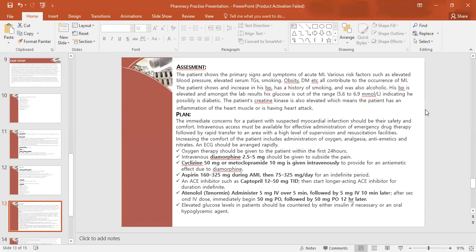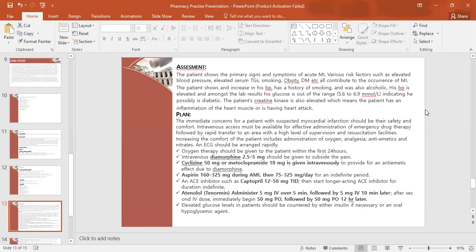Intravenous diamorphine in the dose of 2.5 to 5 milligrams should be given to subside the pain. Cyclizine 50 milligrams or metoclopramide 10 milligrams is given intravenously to provide an antiemetic effect due to diamorphine. Aspirin 160 to 325 milligrams during acute myocardial infarction, then 75 to 325 milligrams per day should be given for an indefinite period of time. An ACE inhibitor such as captopril 12 to 50 milligrams thrice a day, and then we better start with long-acting ACE inhibitors for an indefinite duration.